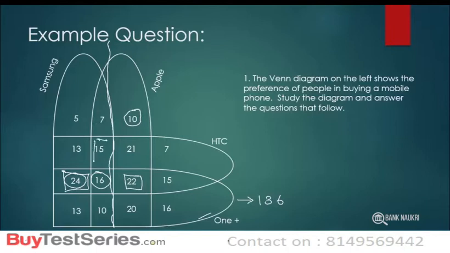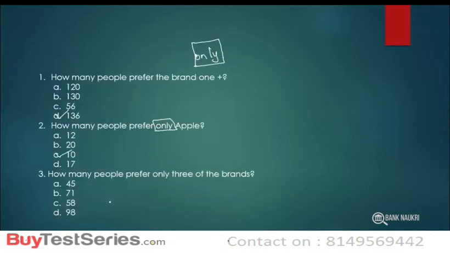Similarly, 15, if you try eliminating OnePlus, and if you try eliminating HTC, it will be 10. So sum it all up. 24 plus 15 is 39, plus 22 is 61, plus 10 is 71. Hence, the answer to the question is option B, 71.